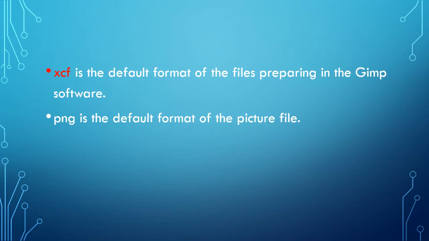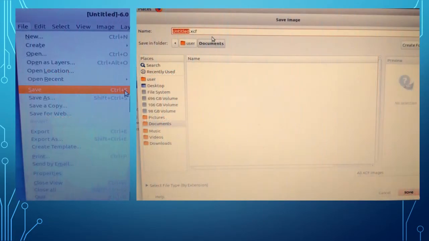And the computer immediately understands what type of file it is from this format or extension. That means the extension is the 3 letters followed by this dot. So from the extension, the computer understands what type of file it is. If the computer reads it as .xcf, it immediately understands that it is a GIMP file. If it reads .png, the computer understands that it is a picture file. All right, now let's see how we can save a file.